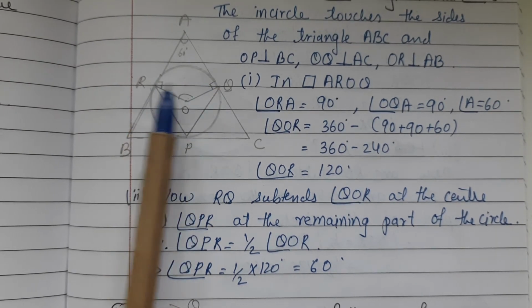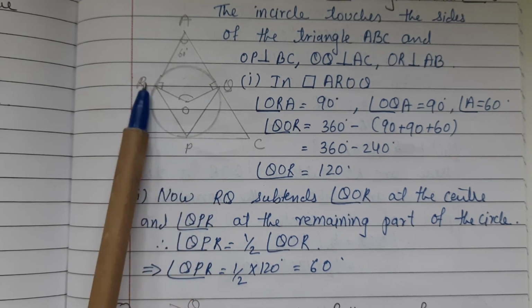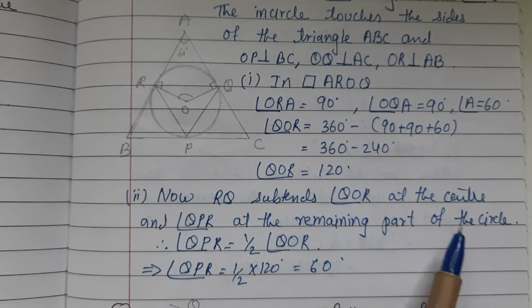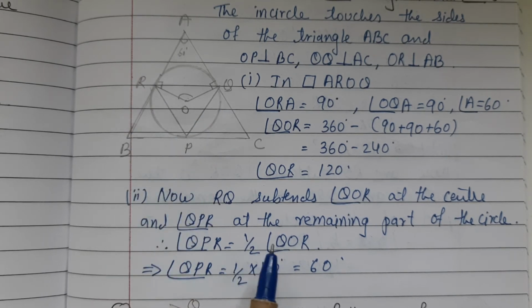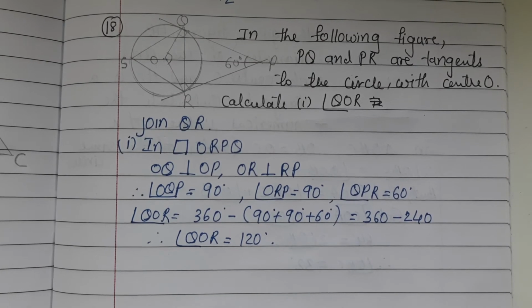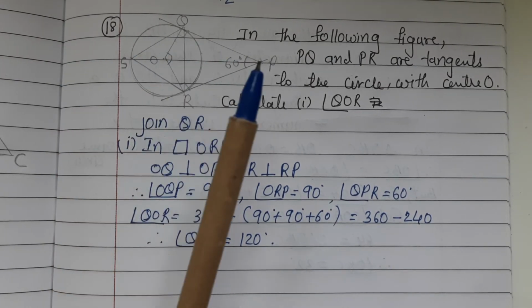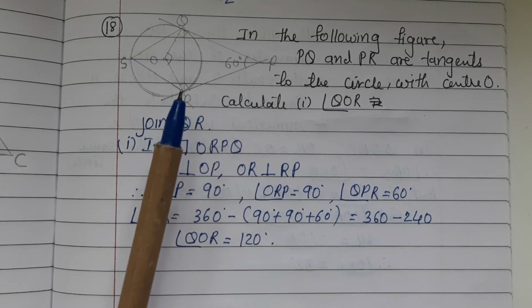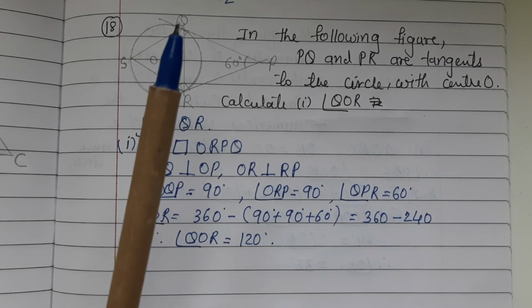RQ subtends angle QOR at the center and angle QPR at the remaining part of the circle. Therefore, angle QPR is equal to half angle QOR. Angle QPR is equal to half into 120, equal to 60 degrees. Sum number 18. In the following figure, PQ and PR are tangents to the circle with center O. Calculate angle QOR.